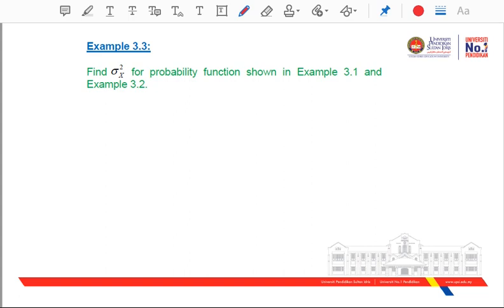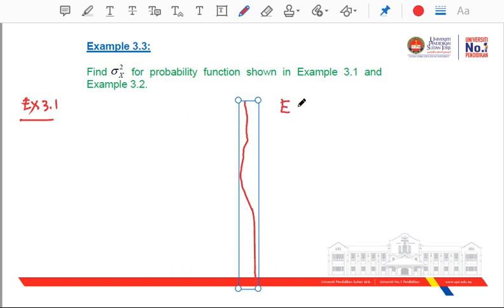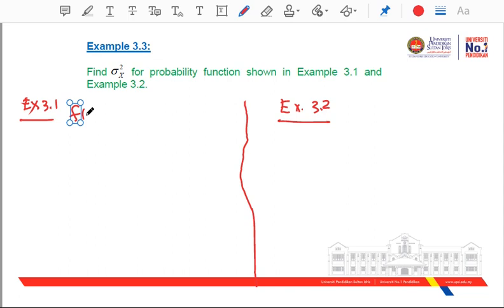Alright, example 3.3. Find the variance of x for the probability function shown in example 3.1 and example 3.2. So let me just look again at example 3.1. Let's recall first. Let me just divide this into two, sorry for the line, and we have example 3.2. In example 3.1, if you can remember, f(x) is x over 10 and it is discrete. Your x is 1, 2, 3, 4, 0 otherwise.